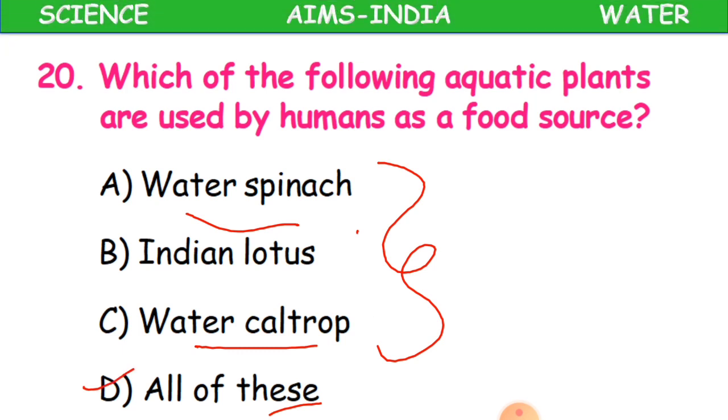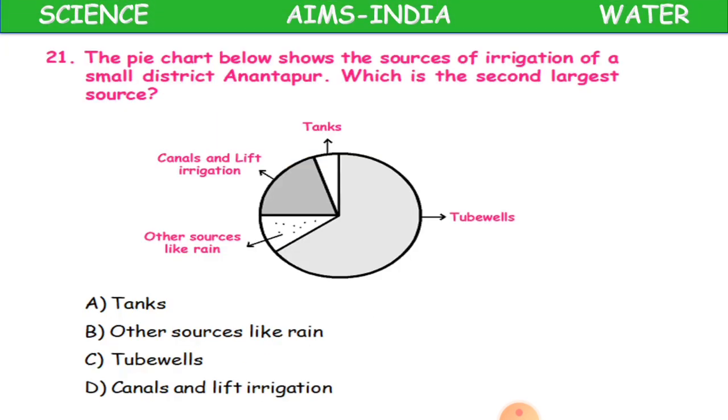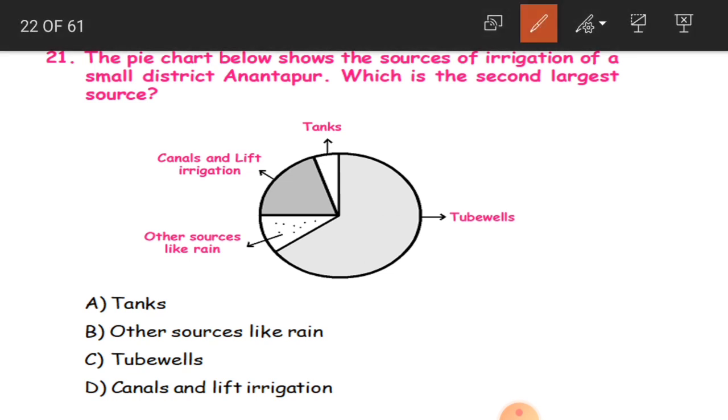Well, we'll move on to the 21st question. The pie chart below shows the sources of irrigation of a small district Anantapur. Which is the second largest source? So here you are having a pie chart, children. This is the pie chart, where they have divided the water sources. These are all the water sources.